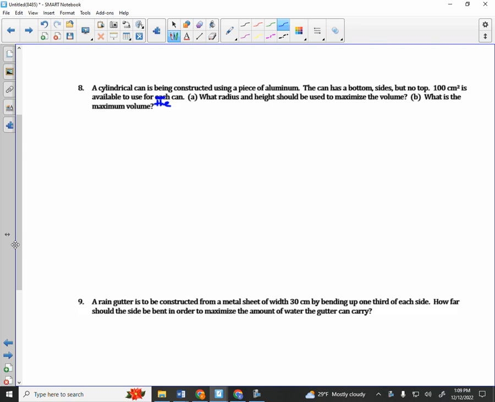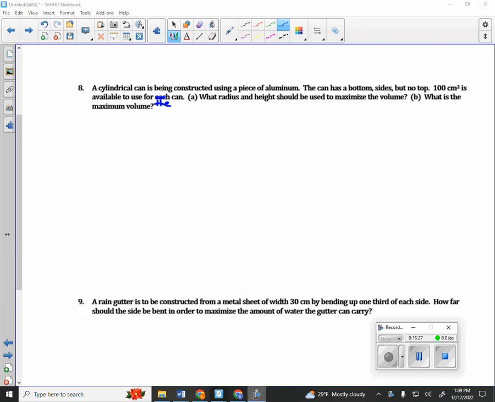Hey, last one we try today. Okay, I told you if you want to, you can give problem number 8 a look. We're going to look at it today. It should say a cylinder can is being constructed using a piece of aluminum. The can has a bottom, sides, but no top. 100 square centimeters is available for use of the can.